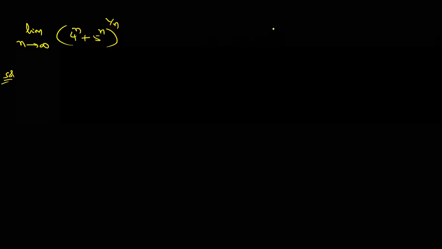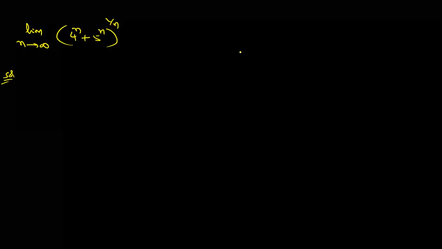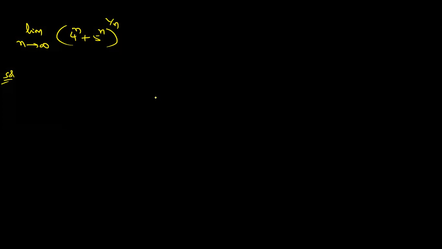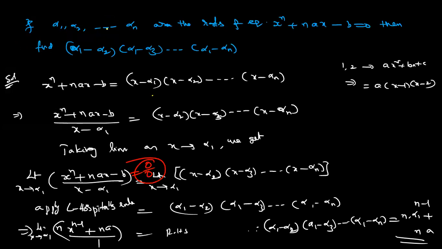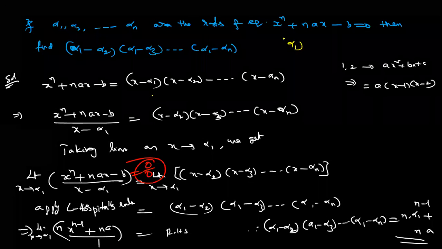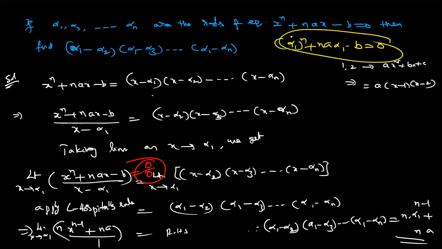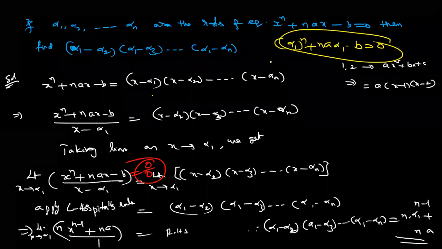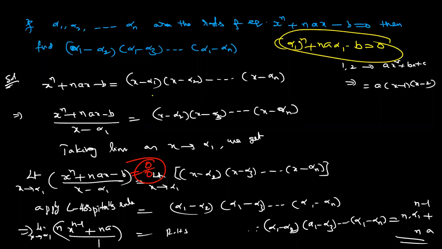What to do here? See, alpha 1 is the root means what here? Alpha 1 is the root means alpha power n plus n a alpha 1 minus b should be what? 0, no? Root means that the equation is satisfied by the given root. Alpha 1 is satisfying the given equation. Put alpha 2, x is equal to alpha 2, it is 0. Like that. Definition of root.